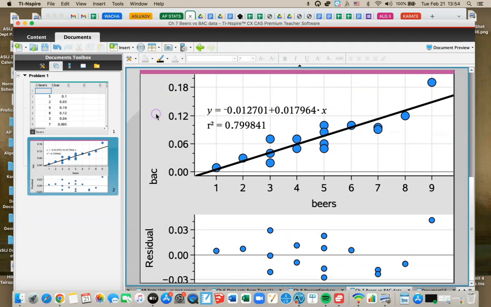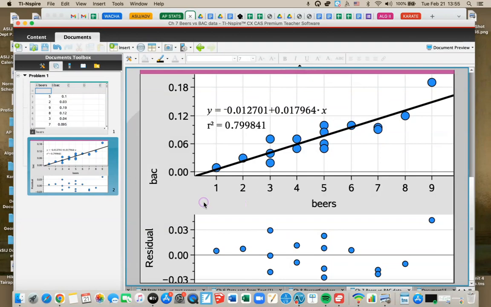Let's get right into explaining the slope and the y-intercept. There's a certain way you're supposed to say the slope. You're supposed to talk about the increase in x by ones. So you're supposed to say, as the number of beers increases by one, on average, and you've got to say on average, the blood alcohol content will increase by 0.0179, and so on.